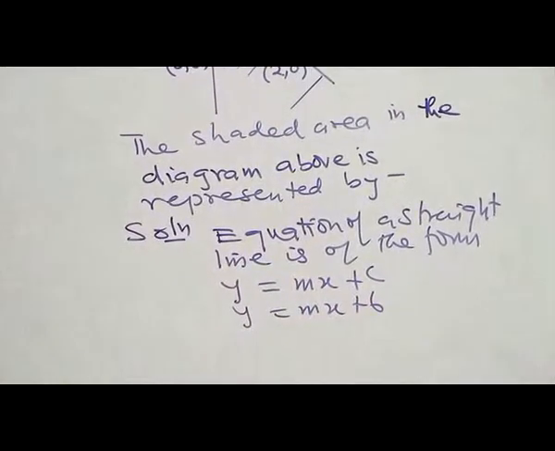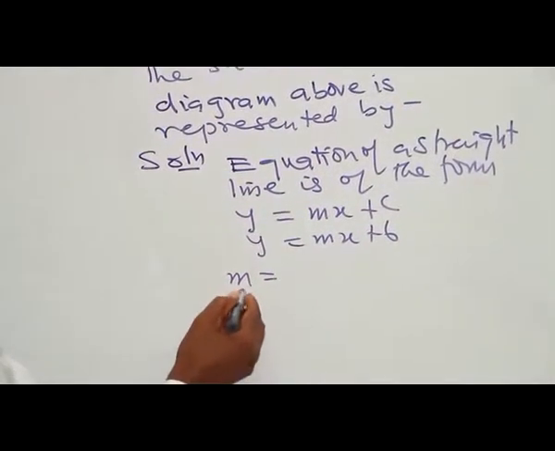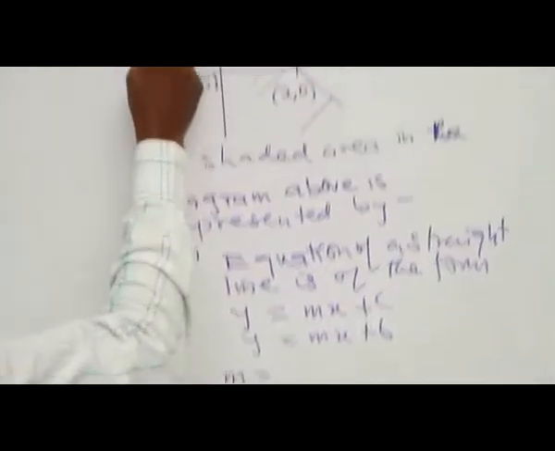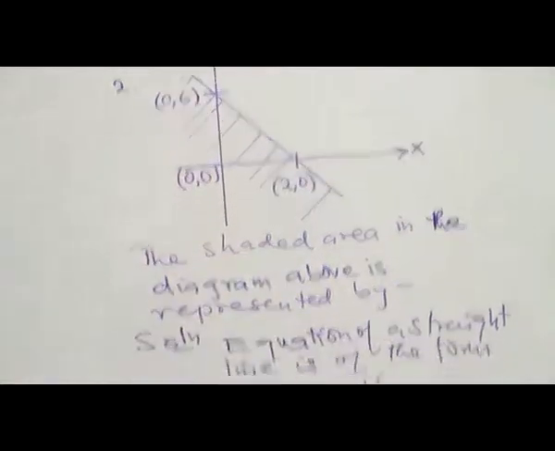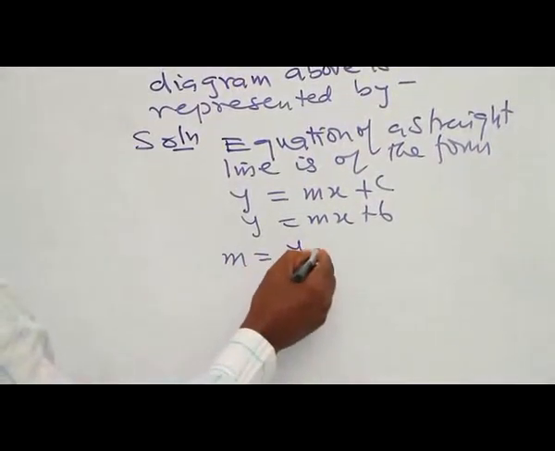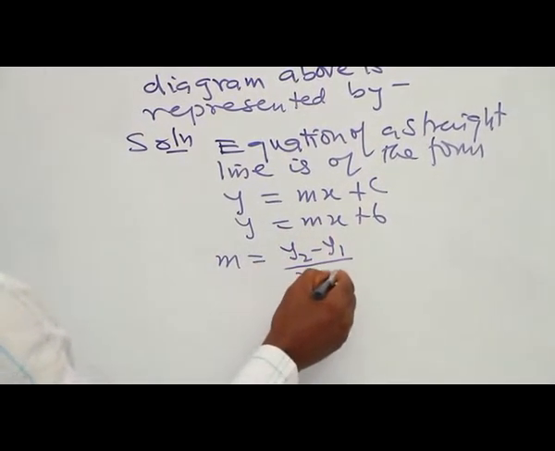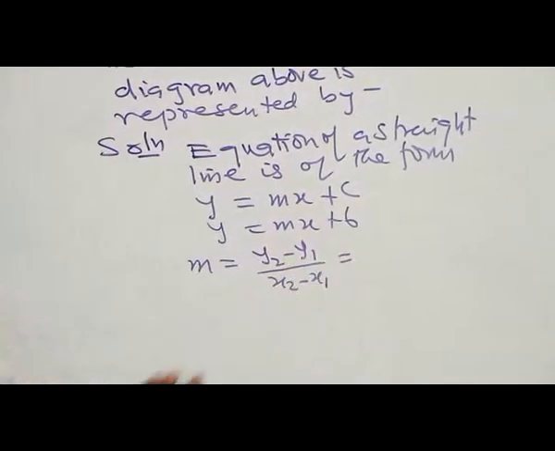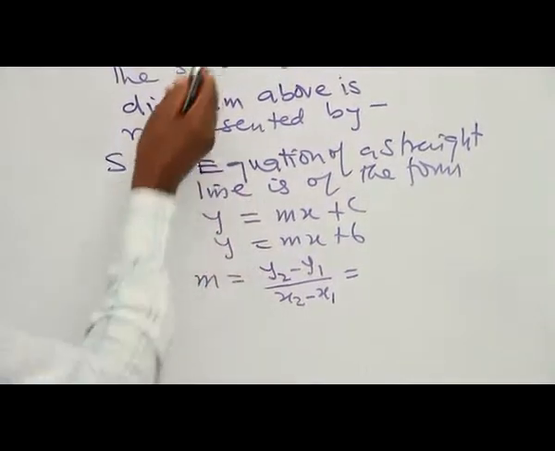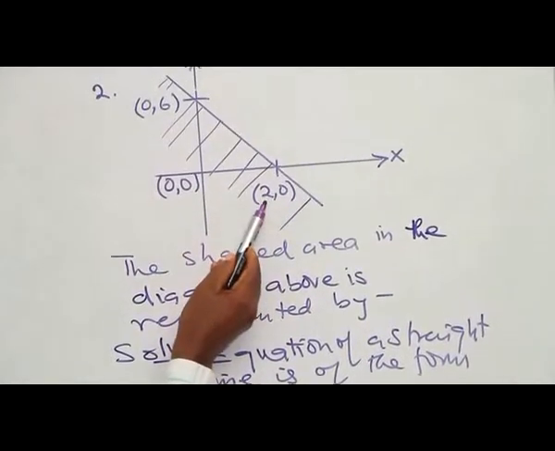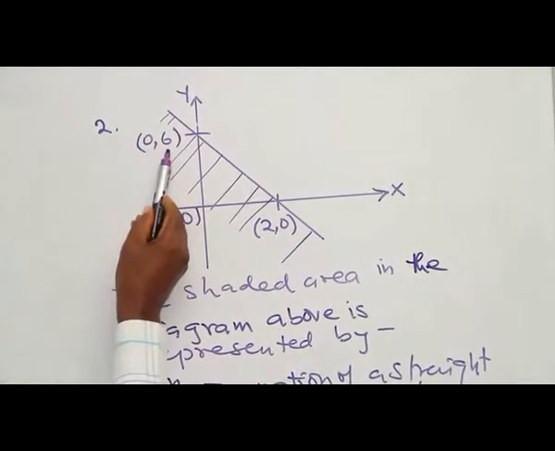Now what then is the value of m? Our m is the gradient. And how do you calculate the gradient of a line passing through two given points? You use y2 - y1 all over s2 - s1. Now these points that I have used are (2, 0) as s1, y1, and (0, 6) as s2, y2.